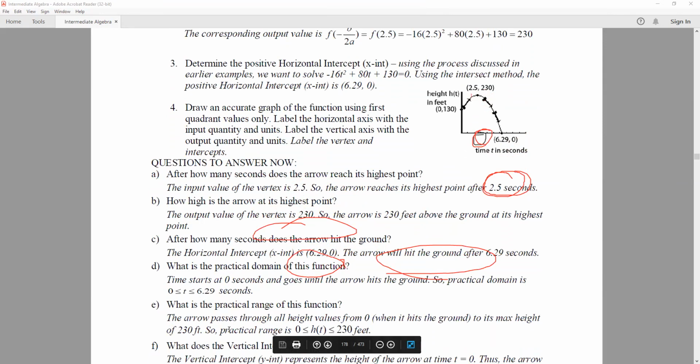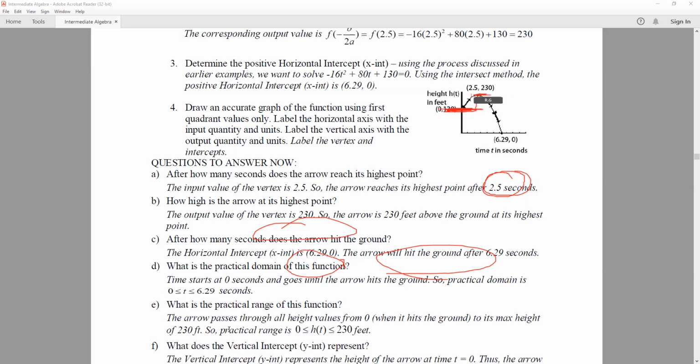What is the practical range? Now the practical range is going to be the y. We know that this is the starting point, right? Which is our y-intercept, 0, 130. But for the range or the set of y values, it's not going to be from 130 to 230. It's not going to be that.